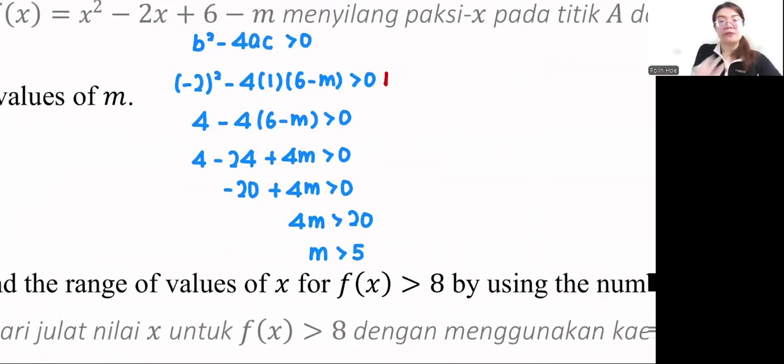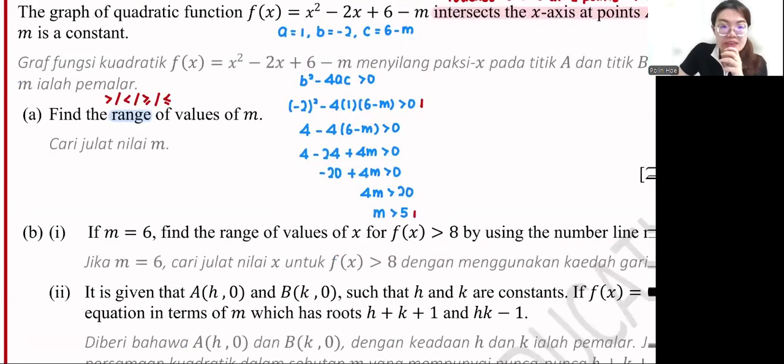One mark for you to apply everything in b squared minus 4ac is bigger than 0. Another mark is for your value, for your answer. This is part A. Okay? So, let's go to part B. Now, if m is equals to 6, find the range of values of x for f(x) is bigger than 8 using the number line method.